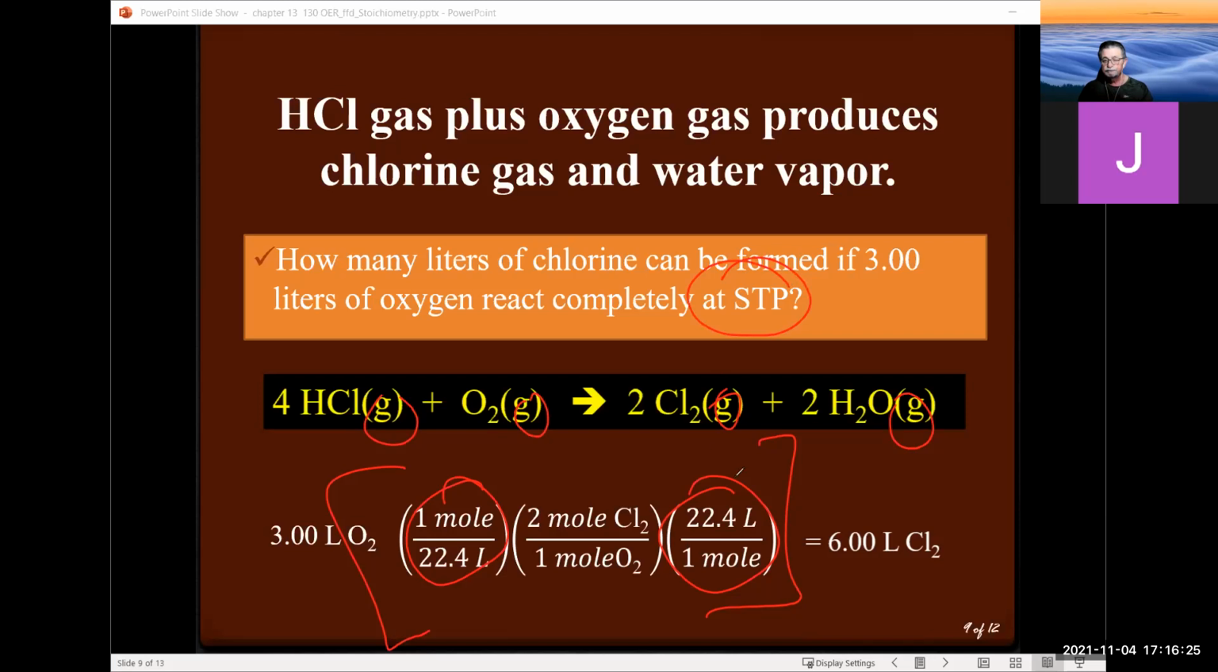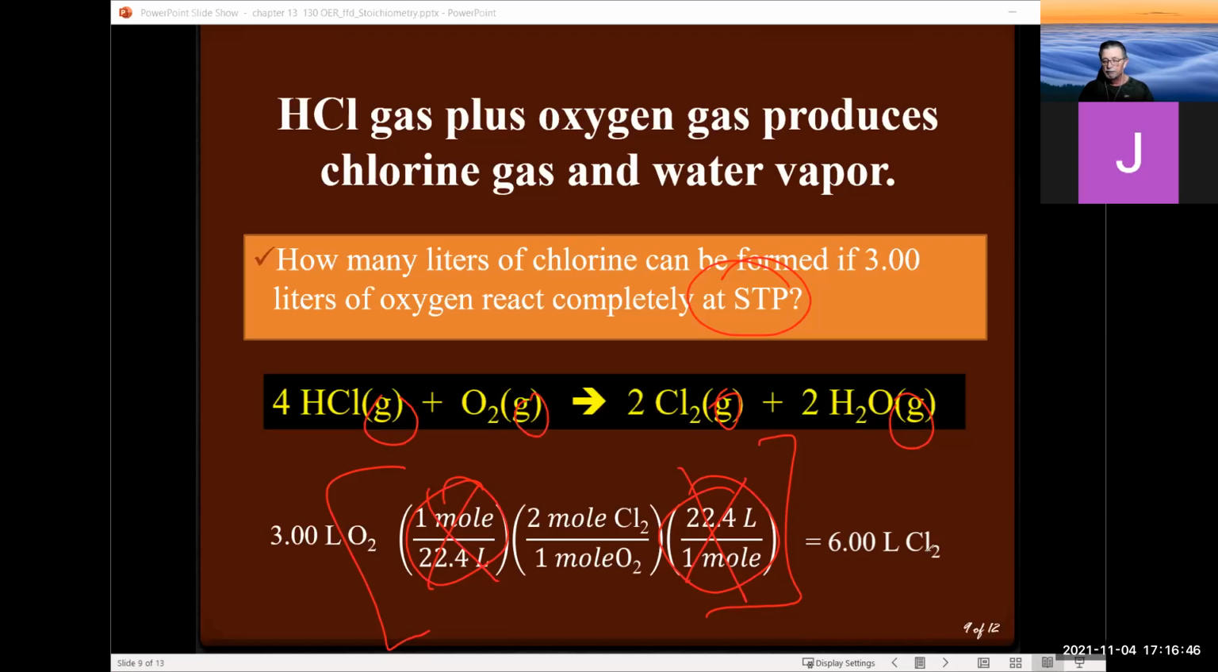STP, these guys here, I don't really need them. They're going to cancel out anyway. So the only thing I need really is the mole ratio between whichever 2 species I'm working with here. And this is between chlorine and oxygen in this example. Okay. But only if you are at STP.